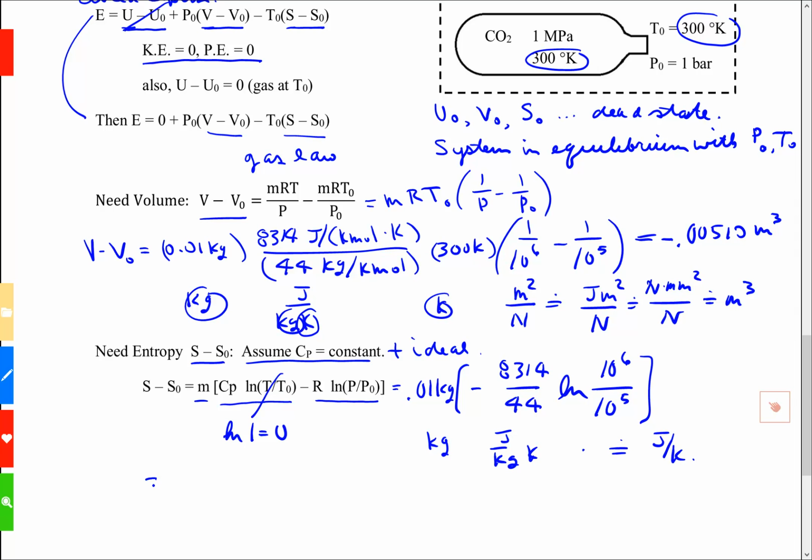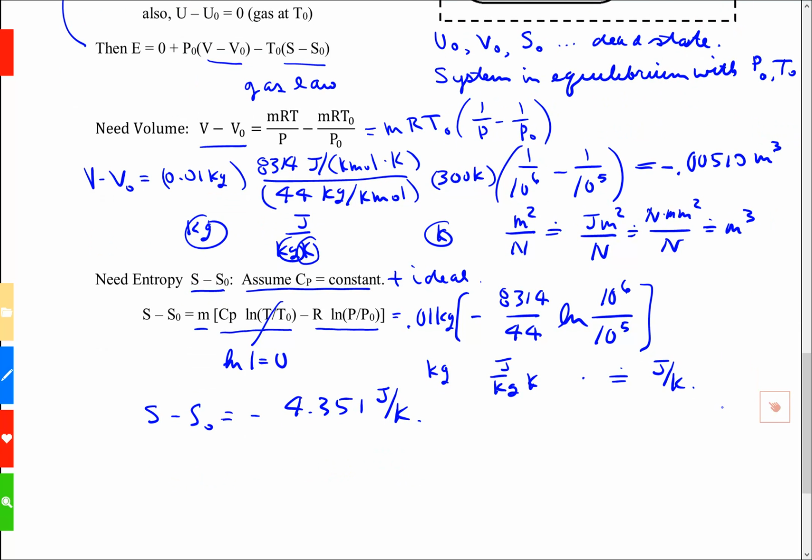So my entropy difference, S minus S0, when I crunch the numbers, I get a minus sign there. Minus, I get 4.351, and it's joules per Kelvin. That's the units of entropy. All right, now we have everything we need to compute the exergy using this relationship here.